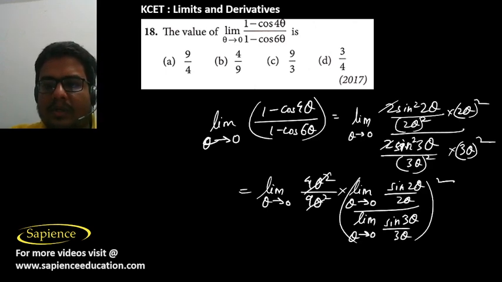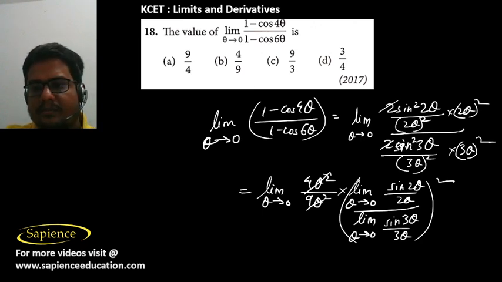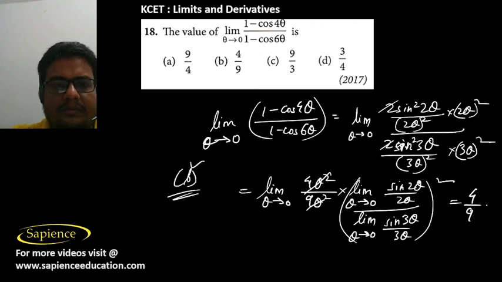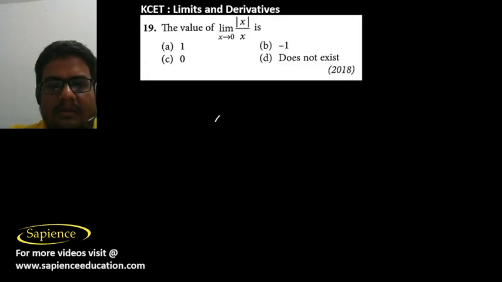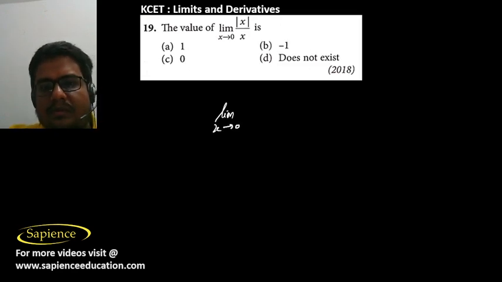This is 1, this is also 1, so the answer is 4 by 9. So option B is the correct answer. Then the value of the limit x tends to 0 mod x by x, that is how much?